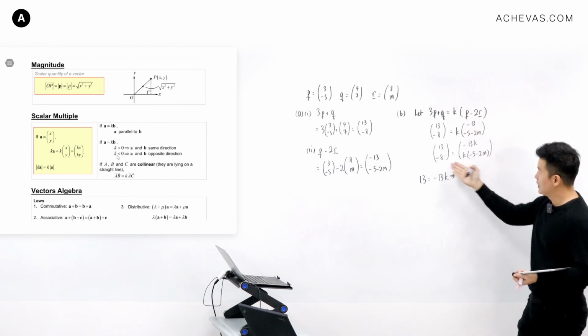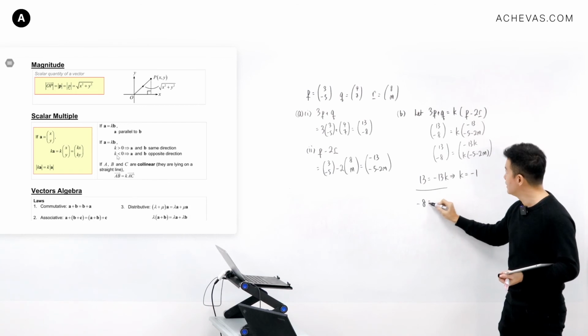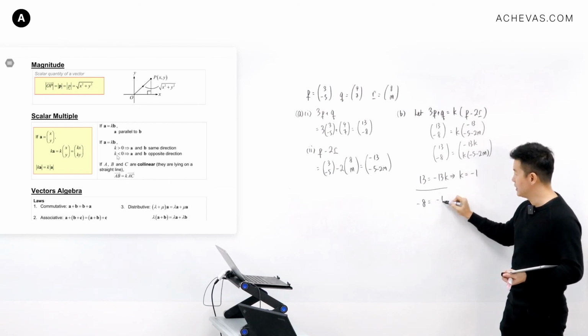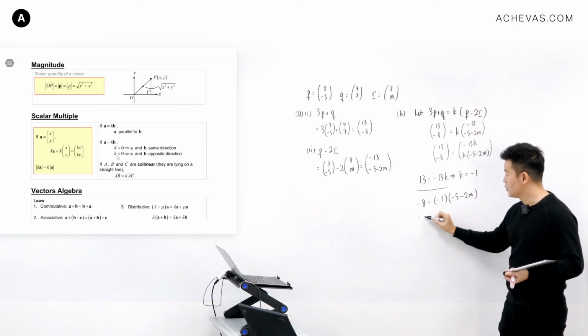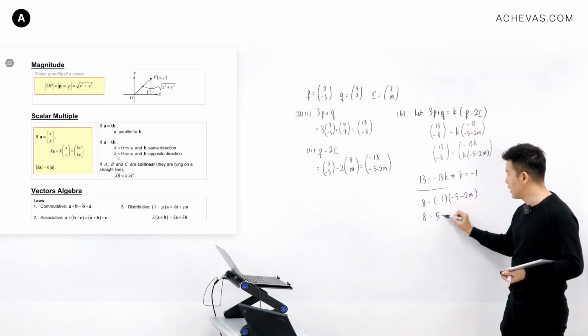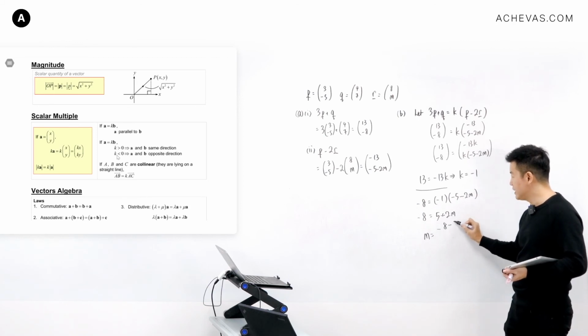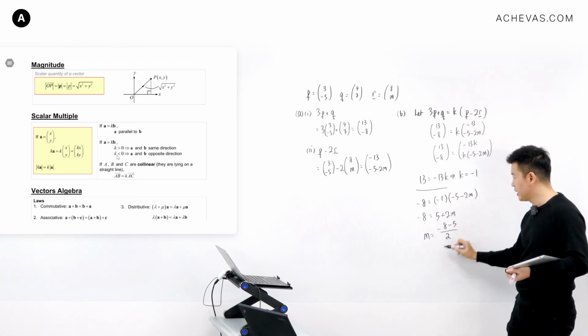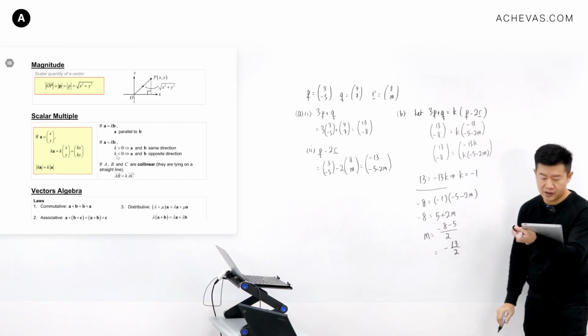So m, in order for me to find that, I'm going to make use of the second row, which is minus 8. This is equal to k, which is minus 1, minus 5 minus 2m. So minus 8 is going to be equal to 5 plus 2m. M will be equal to minus 8 minus 5 divided by 2. So now we have solved for m. It is minus 13 over 2.